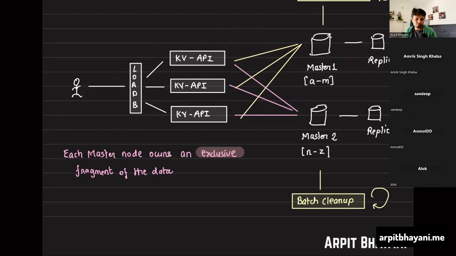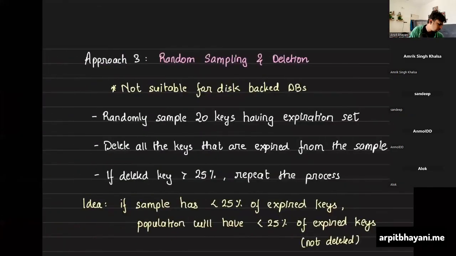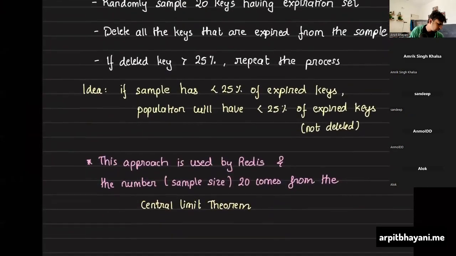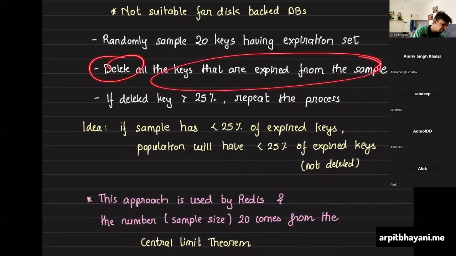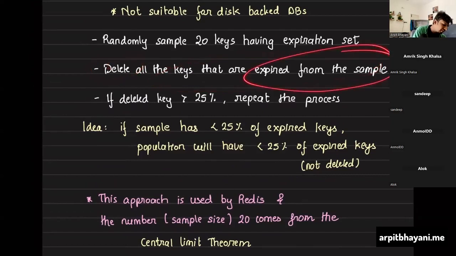Amrik: I have a question on the random sampling and deletion one. There was one point that if the deleted keys are greater than 25, then repeat the process. Shouldn't it be expired ones? Expired as in deleted. These deleted keys are deleted from the sample. So if the number of deleted keys from the sample is greater than 25%, it would not know the expired keys count.